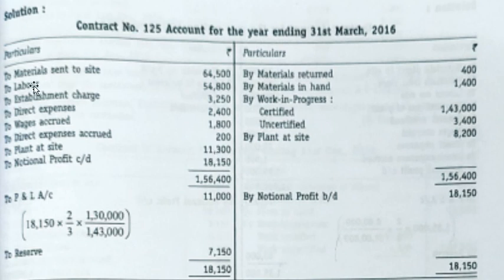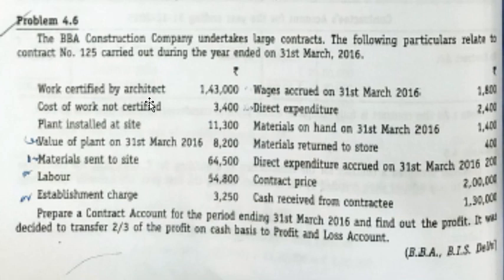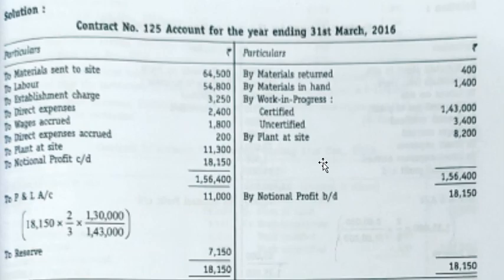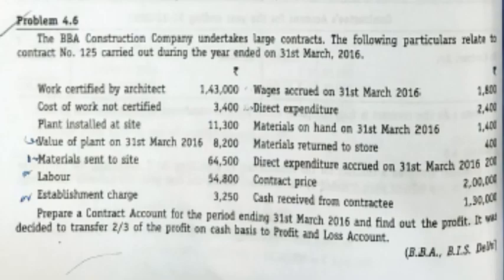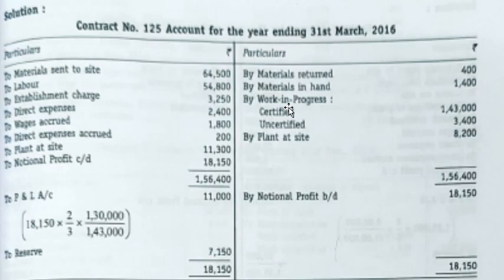So all the expenditures as well as the inputs which have come into the contract have been recorded in your debit column. Now the credit items are whatever has gone out of the site and the value of assets at the end of the period. First is work in progress. Under work in progress, we classify work certified 1,43,000 and cost of work not certified 3,400. Next we have materials on hand, which is your closing balance 1,400. Then materials returned to stores 400 is also taken here.